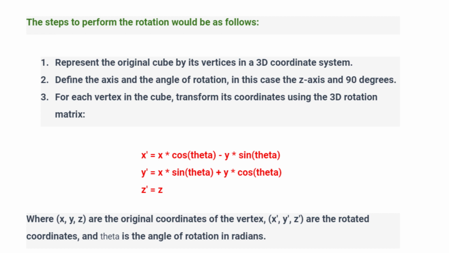X' is equal to x * cos theta - y * sin theta. Y' is equal to x * sin theta + y * cos theta. Z' is equal to z, where x, y, z are the original coordinates of the vertex, x', y', z' are the rotated coordinates, and theta is the angle of rotation in radians.